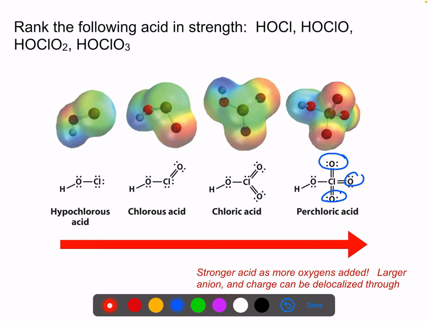And why is that? Well, we can use the simple electronegativity argument to say all of these oxygens are just pulling electron density away from this central atom, which pulls it from this oxygen, which pulls it from hydrogen. And so the more electron density away from this bond, the more acidic that bond is going to be.